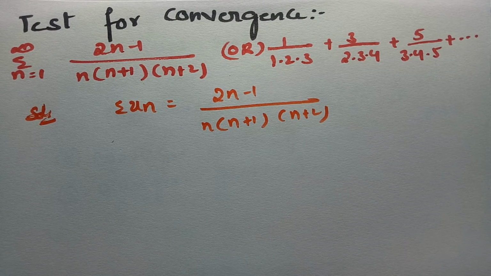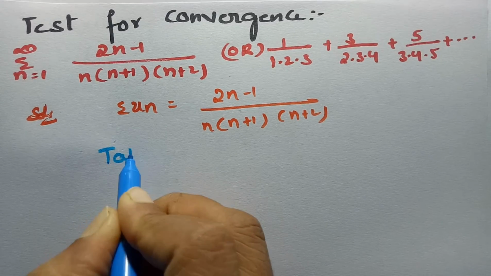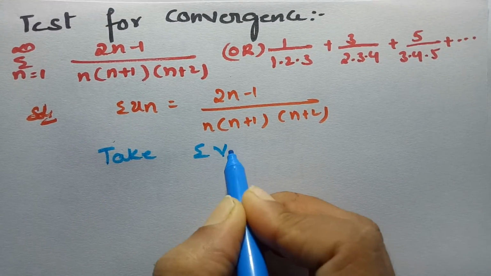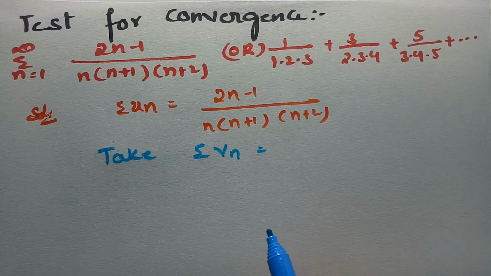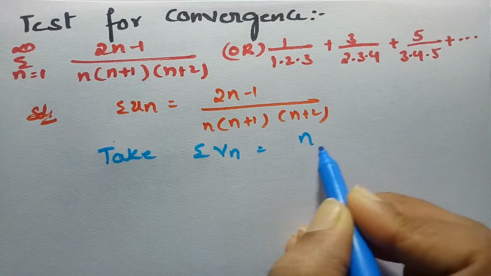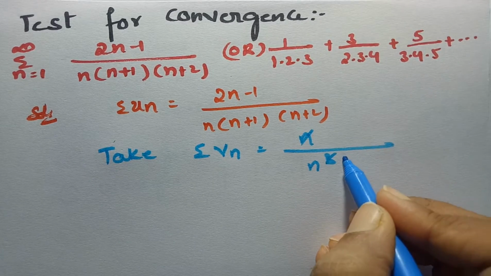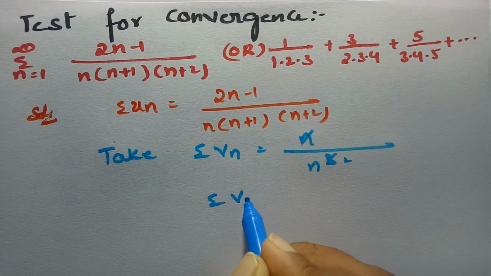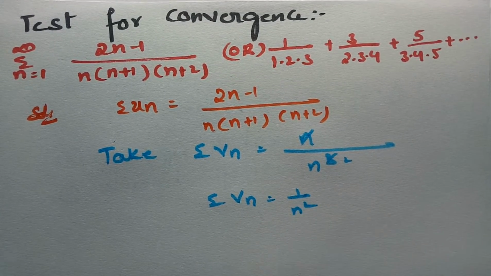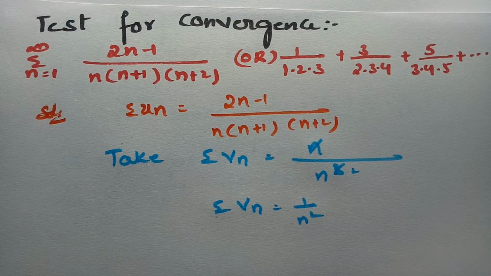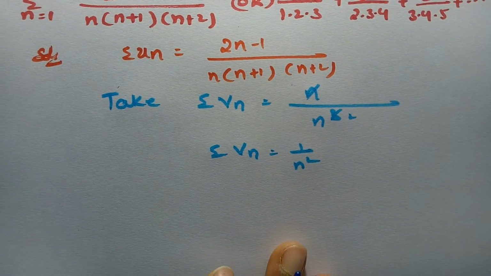For that, I have to take another series, that is sigma vn. How do we select this vn? In the numerator there is one n, and in the denominator there are three n's. If I cancel one time, then sigma vn will be 1 by n square. So which test do we have to use? We have to use the auxiliary test.